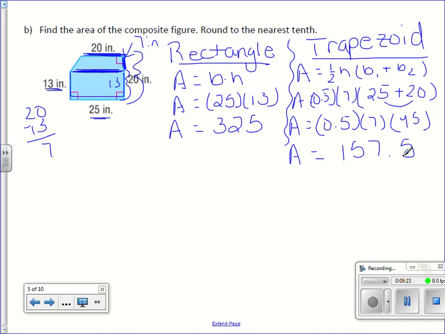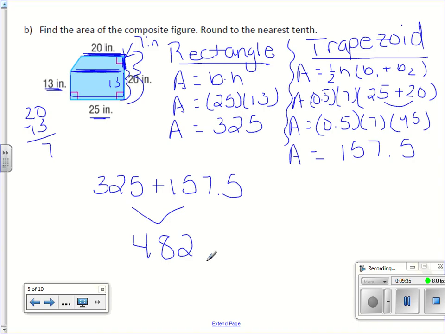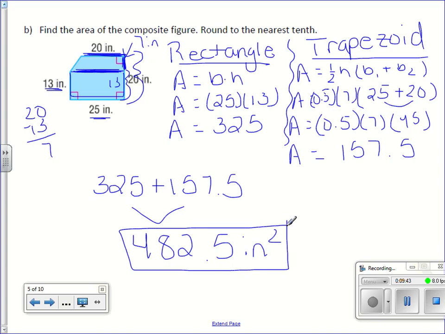Now that we have our two areas, we can add them together. So 325 plus 157.5. And we get a combined area of 482.5 inches squared. Area, squared. When we're dealing with area, our units are squared.